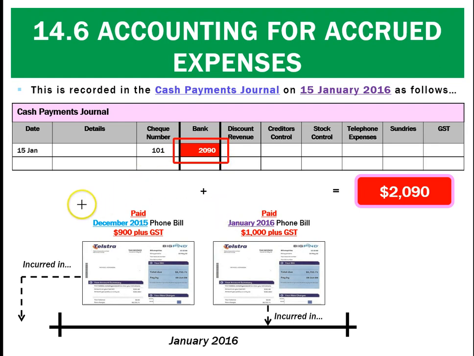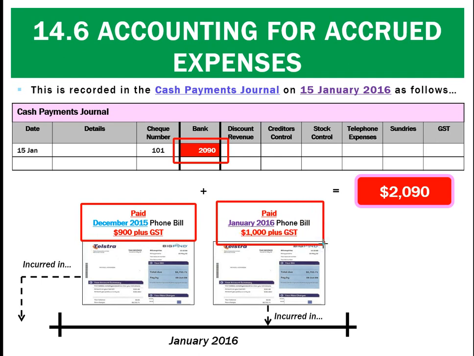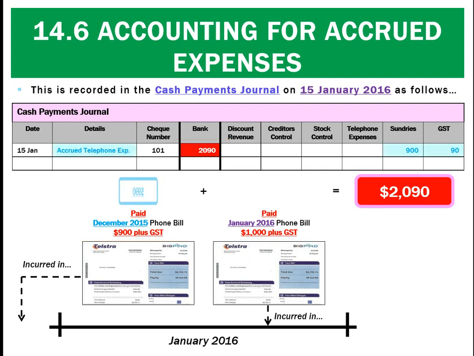It's made of, firstly, the payment for the accrued phone bill from December, so the old phone bill for $900 plus GST, and we need to factor in the payment for this period's phone bill of $1,000 plus GST. So what we'll do is, first of all, record the accrued telephone expense. That's $900 plus $90 GST. So you can see we've allocated that here in the sundries column and then filled in some GST.